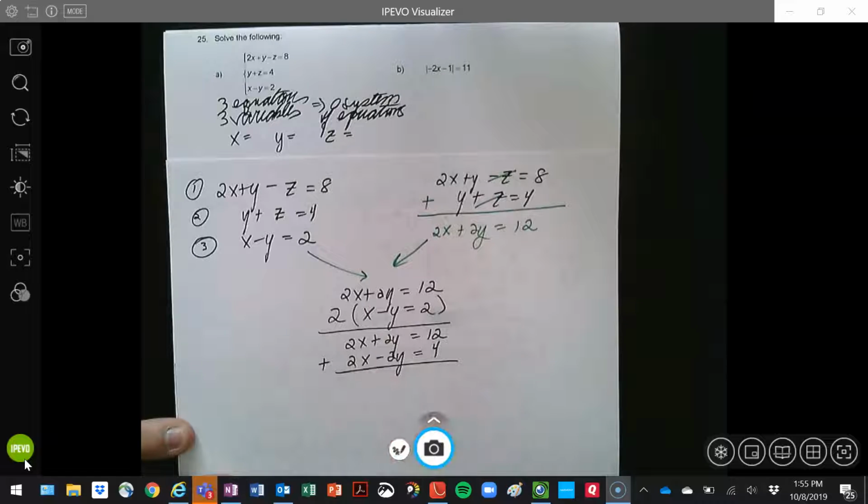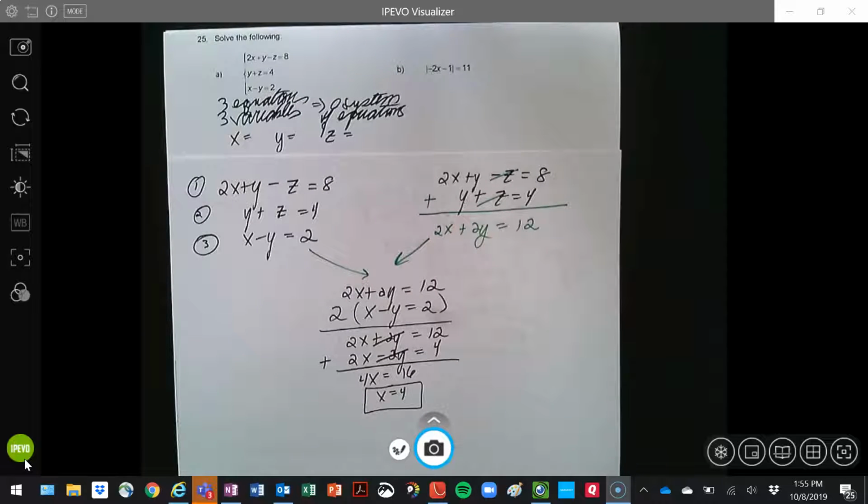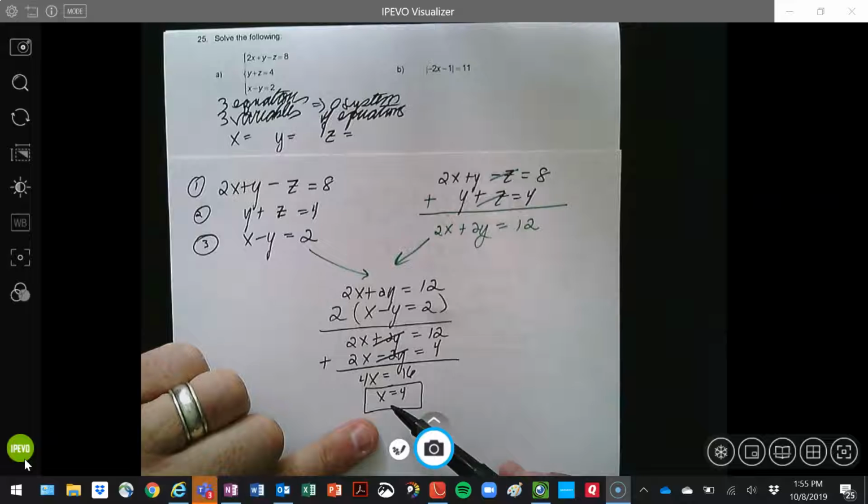And if I add those together, 2x plus 2x is 4x. The positive 2y, the negative 2y cancel out. 12 plus 4 is 16. Well, if 4x is equal to 16, I can divide both sides by 4, and I get that x is equal to 4. Well, hold up, that's not the end of the problem. You know that x is equal to 4. I need the y value, and I need the z value.